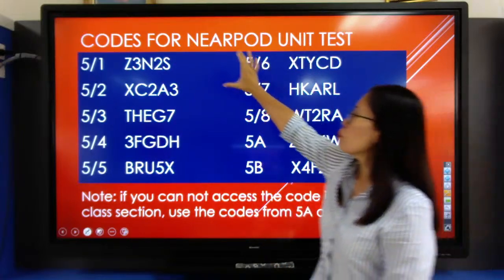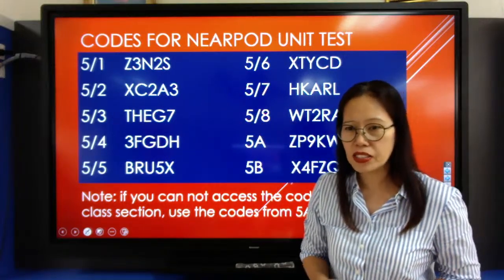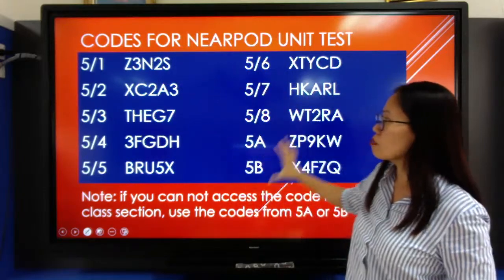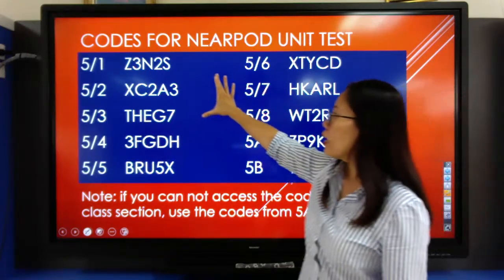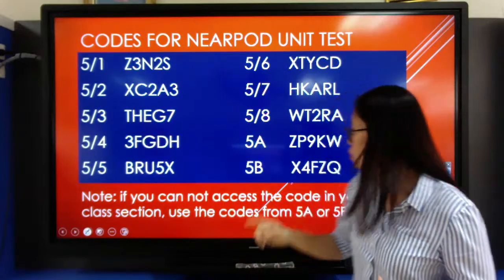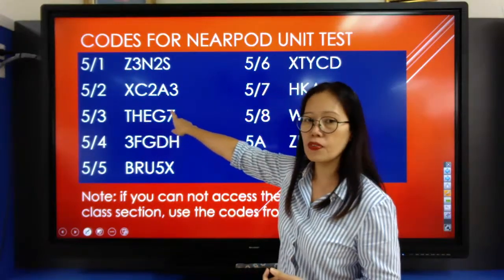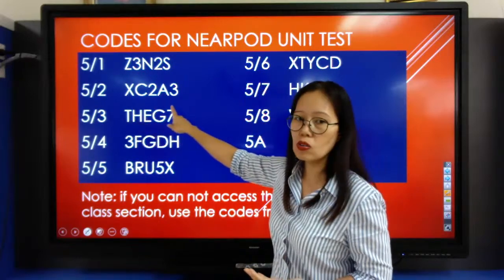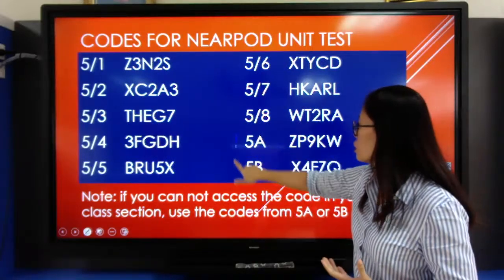So, for example, for room 1, I think there's no problem because there are only maybe 38 or 39 students. So the code can accumulate it all. But for the rest of the class sections, it can only accumulate 40 students. So for the other codes, for example, 5/3, there are maybe 43 students. So if your 40 classmates already use this code, you cannot use it anymore. So what we're going to do is use this code.